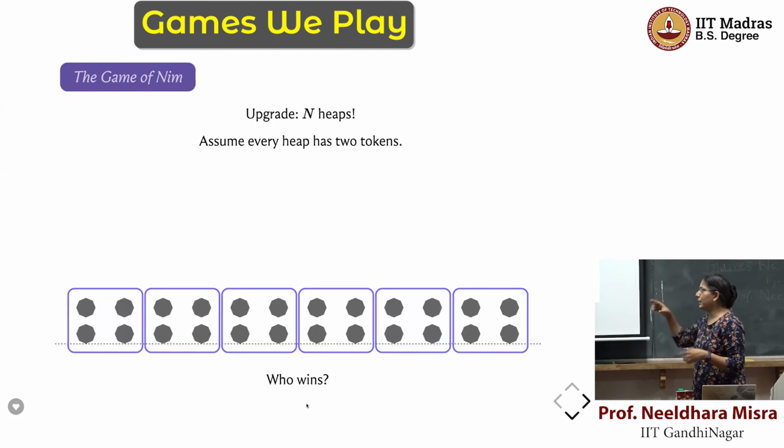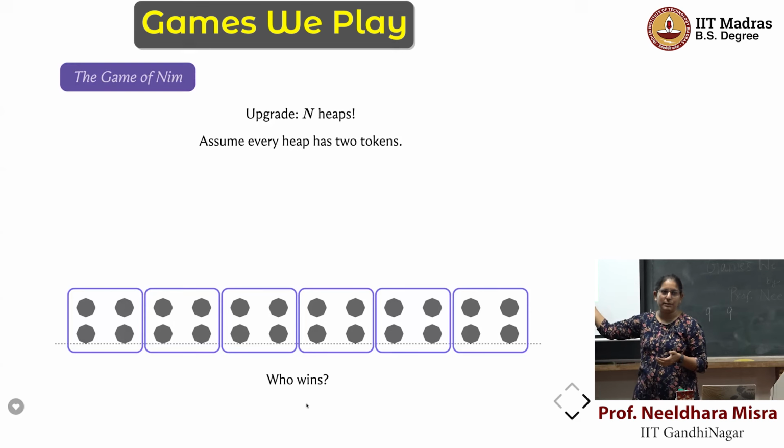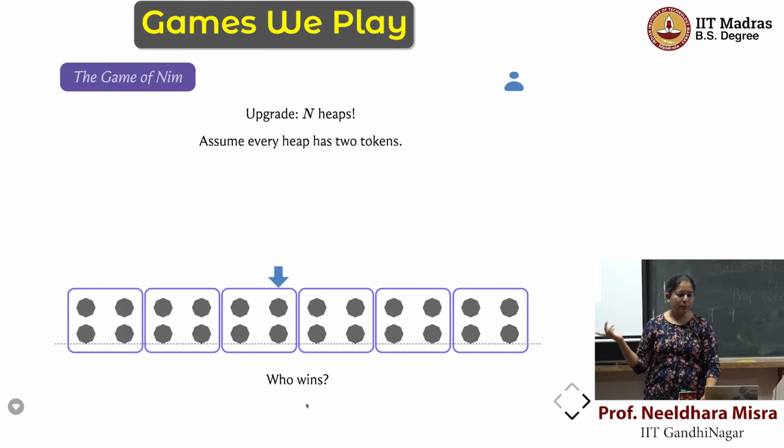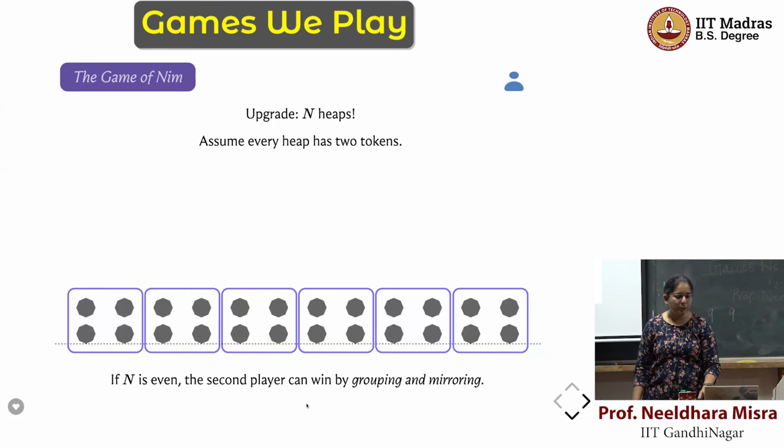So player 1 does not see this bifurcation, they just see a bunch of heaps. But in player 2's mind, the heaps are divided like this. So wherever player 1 chooses to play, player 2 will go and equalize that. That's in their mind. So by ensuring this, they basically group, mirror and win.